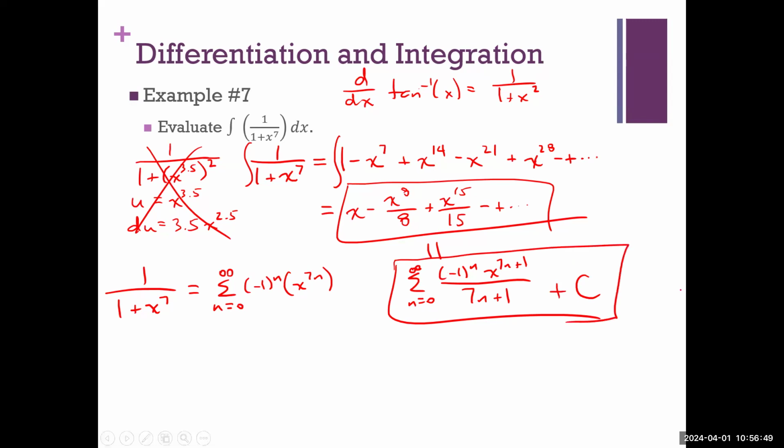Either one of the two things I boxed in are the integral. I'll put either one in, depending on how WebWork asks for it. Sometimes it wants the coefficients of the first several terms. Sometimes it wants the definition of the thing in sigma notation, but be ready for either one.